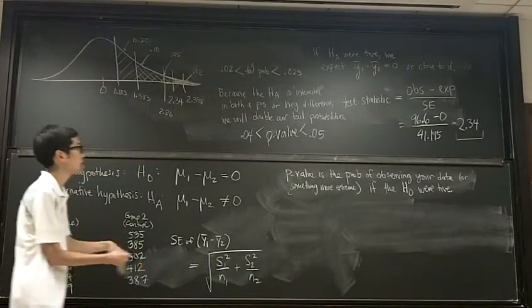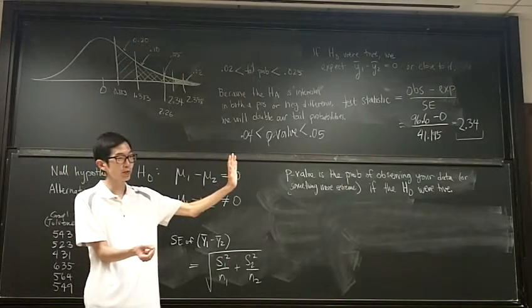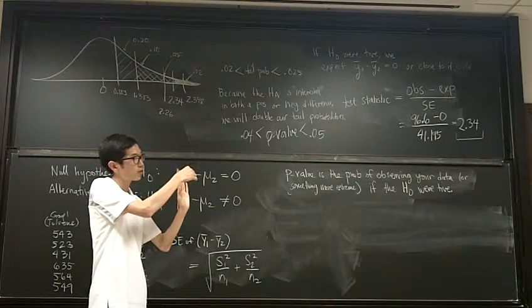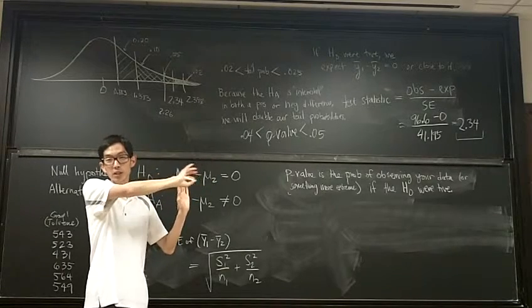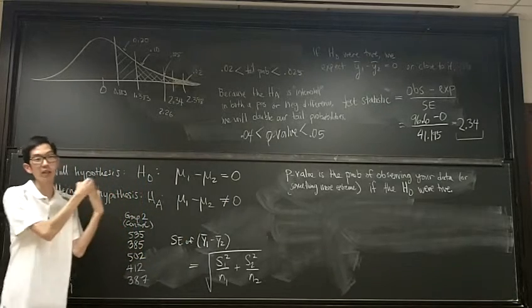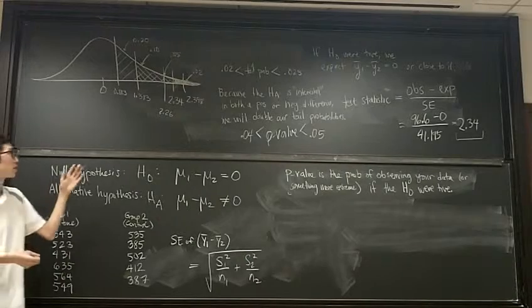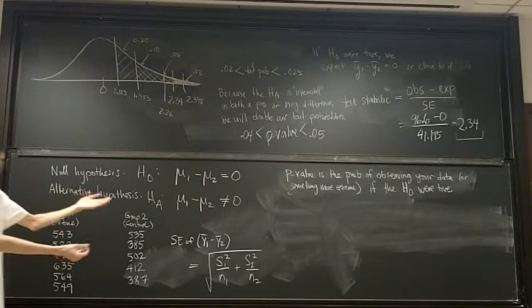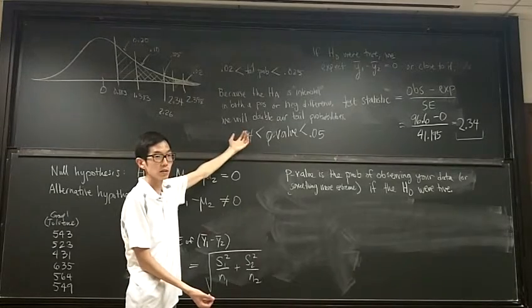That's why we're doubling it: positive 2.34, 2.35, 2.36, anything higher than 2.34 is more extreme, and anything more negative than negative 2.34 is also more extreme. Because of the symmetric nature of the t-distribution, we're doubling this.